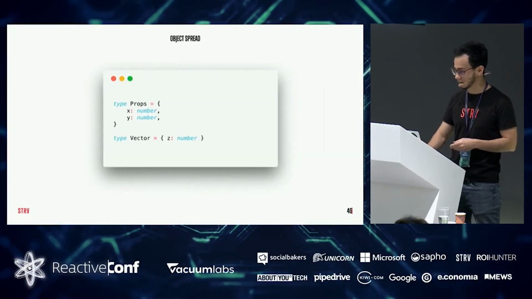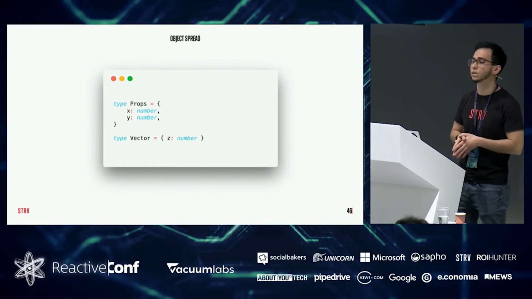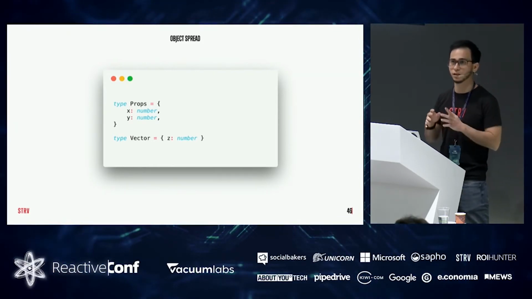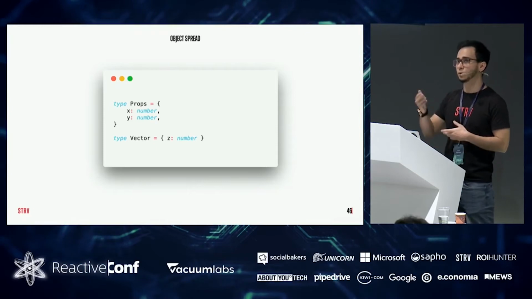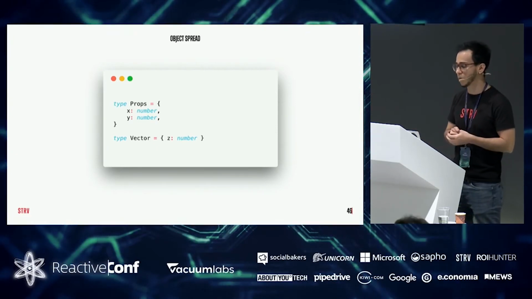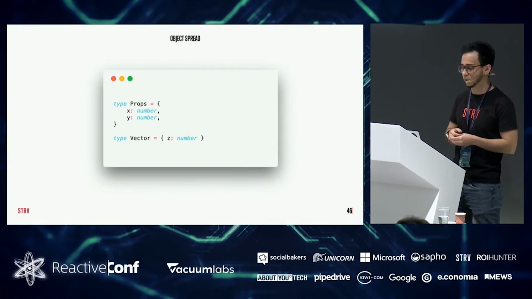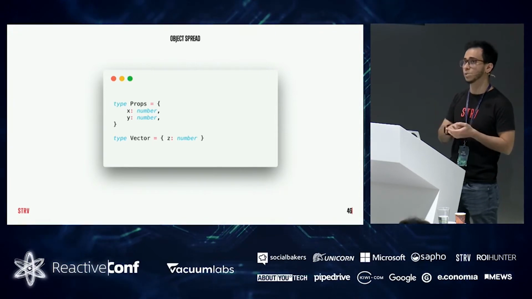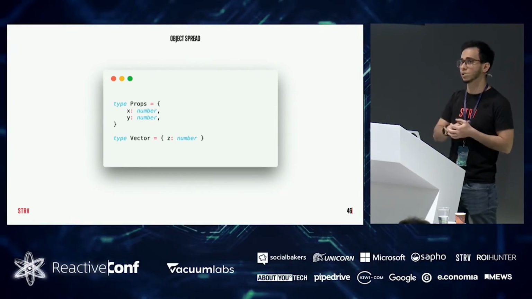Okay, now let's take a look at object spread. It works pretty much as in JavaScript. We have two type objects here, and what we want to do is take the properties on the first object and extend the second object with it.